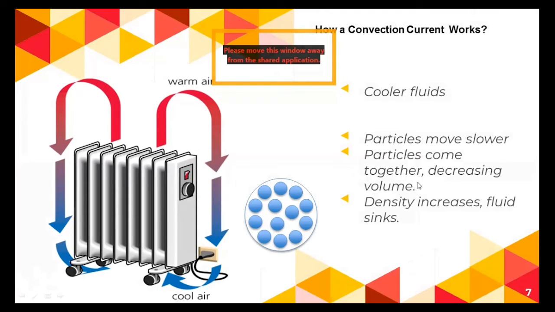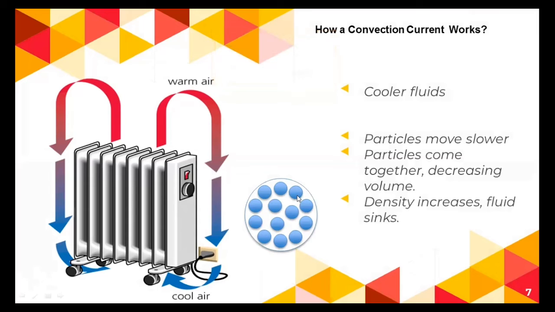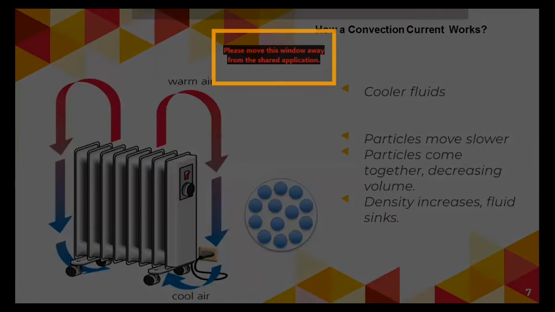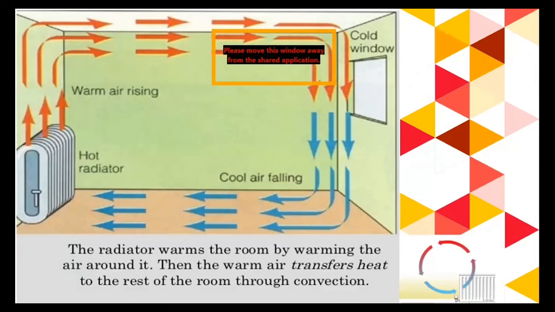Now, the volume decreases and density increases because the particles are closer to each other, and then the fluid sinks. So we can see that the air right here is heavier, and then it goes down. Density increases and the fluid sinks in this case. So a general diagram that represents how the hot radiator makes this circular motion, known as a convection current, is this one.